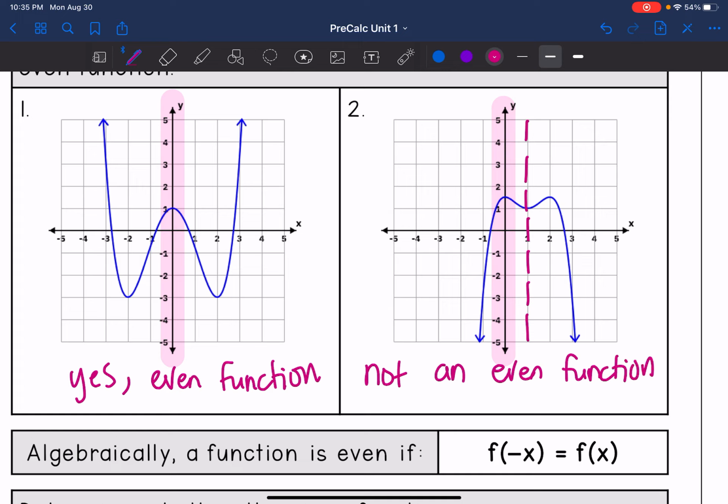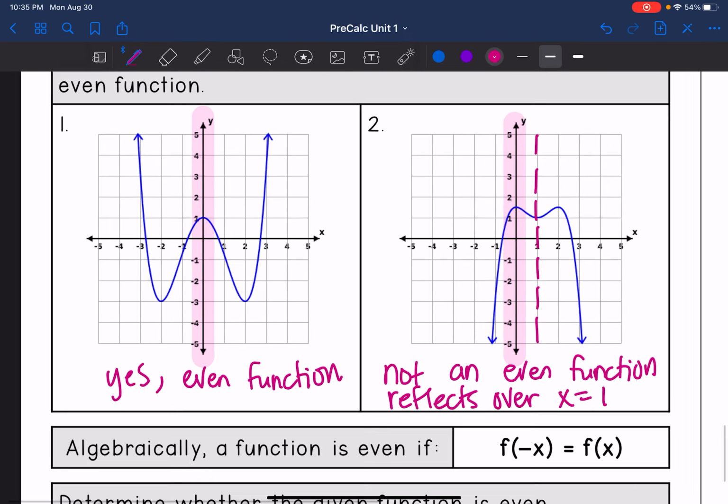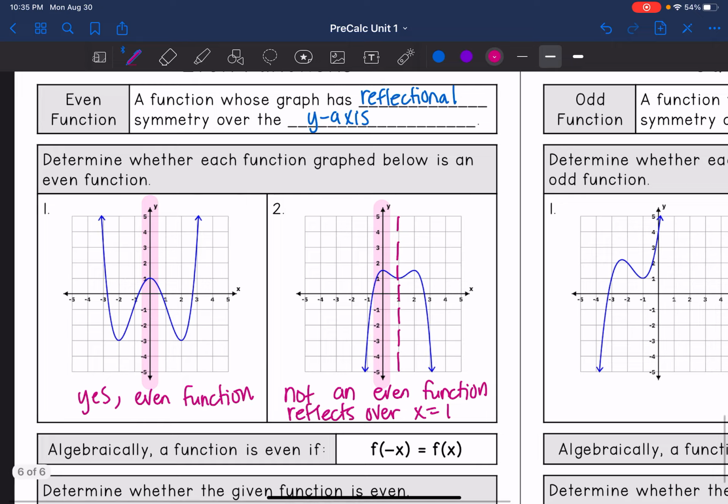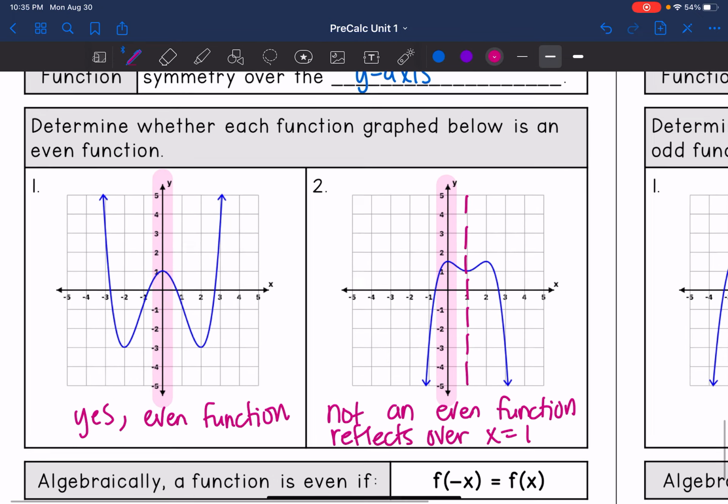Because it reflects over the wrong line. So it reflects over the line x equals 1. And that is not the same as the y-axis. So honestly, it's just as easy as that when you're looking at a graph. Is it reflection over the y-axis? Algebraically, it's a little bit tougher.